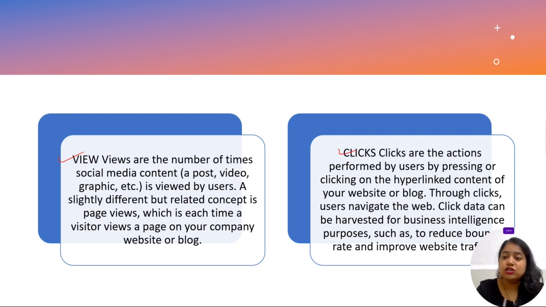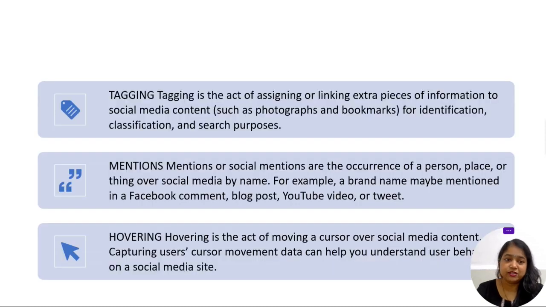Next is clicks. Clicks are the action performed by the user by clicking hyperlinks on the blogs or on the website. Through clicks, the user will navigate to the other pages on the website. So if you are viewing the page, then it will be counted as a view. But every hyperlink that is present on the web page or the blog, if we click it, will also get counted as a click. And then based on that, the business intelligence data can be drawn, and we can help to reduce the bounce rate, and we can improve the business engagement through the website.